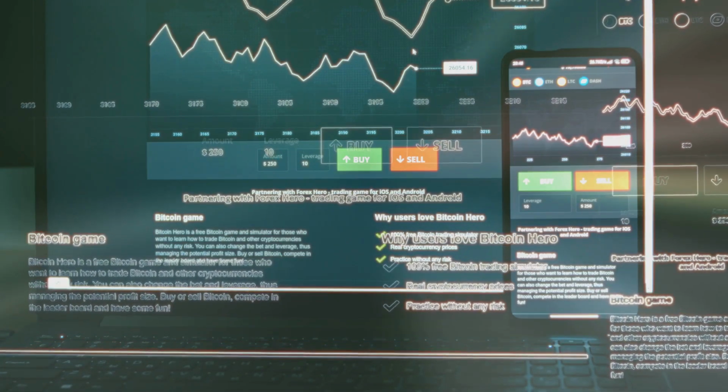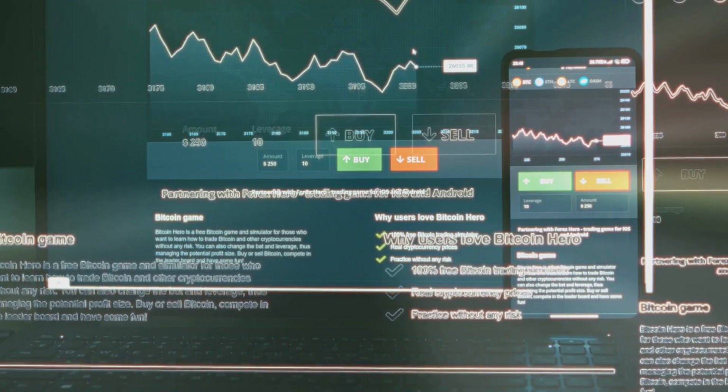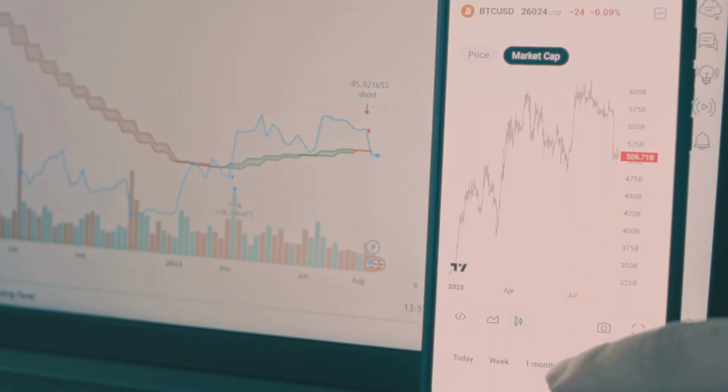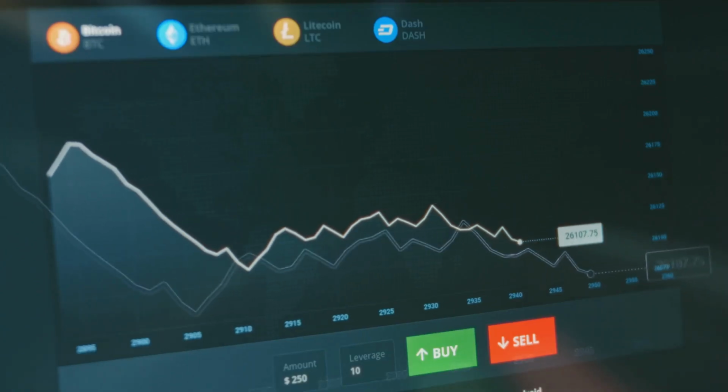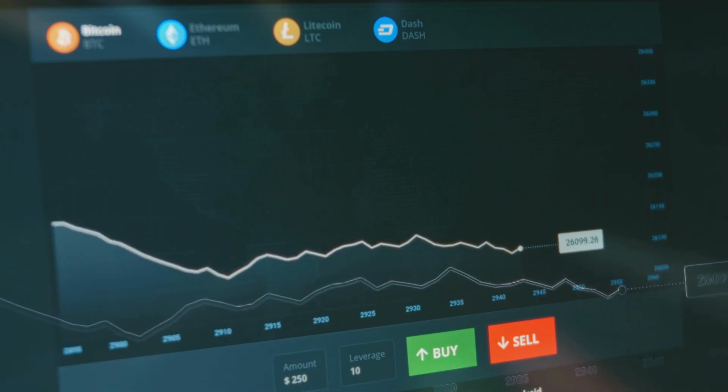Crypto indicators are tools used to analyze price movements and trends, helping traders predict future behavior. They're like road signs for the market, showing when to buy, sell, or hold.